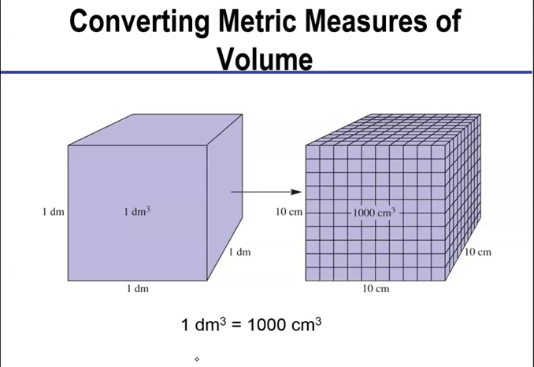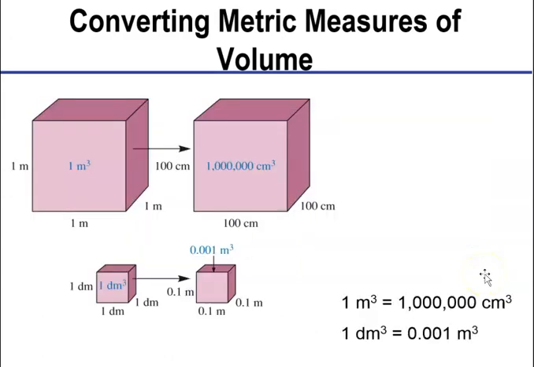A decimeter is probably about the width of your hand. So picture this across the bottom, about the width of the palm of your hand, a square here, but in a cube, so a square face and then all the way back. If you split that up into centimeters, there would be 1,000 of them.